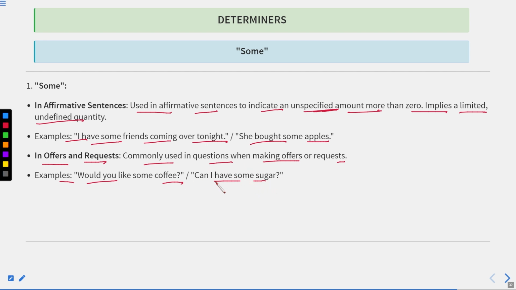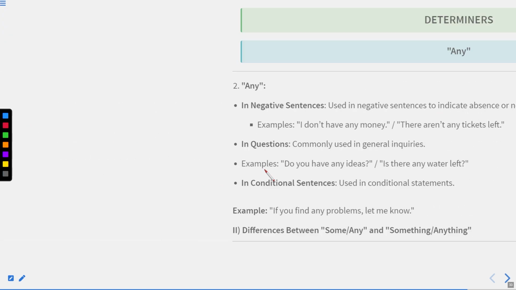Both these sentences, would you like to have some coffee or would you like some coffee, here some is the positive word, but we have used it in a question just to show that the expected answer is yes. Can I have some sugar? Here the expected reply may not be yes, therefore you are using the word can. But maybe you expect that the answer will be yes, so you are using the word some over here. Now let us move to the next one.